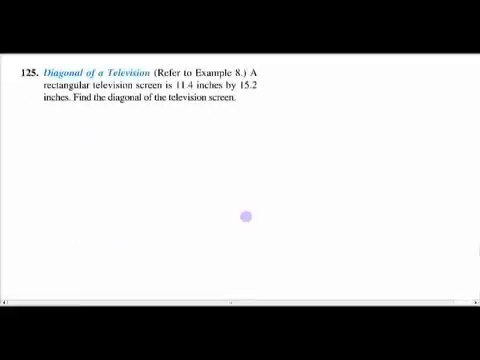The diagonal of a television. A rectangular television screen is 11.4 inches by 15.2 inches. Find the diagonal of the television screen. So here we can draw a picture. It's 11.4 inches by 15.2. And they want to know what the diagonal of that television screen is.